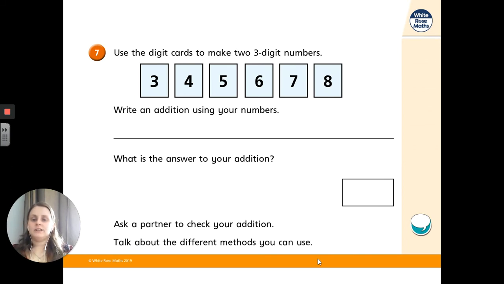So what is your answer? And then could you have a go on your own or talking to someone around? Could you use some different methods? How could you check it? Could you do some subtractions? Would you do a different addition maybe? Would you draw a bar model? Would you draw a number line? How might you check your answer?